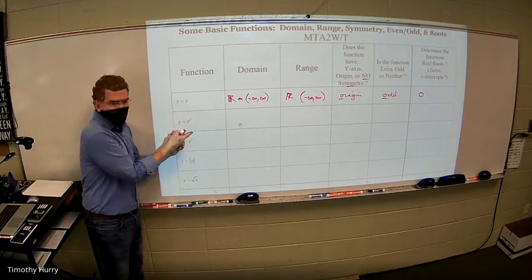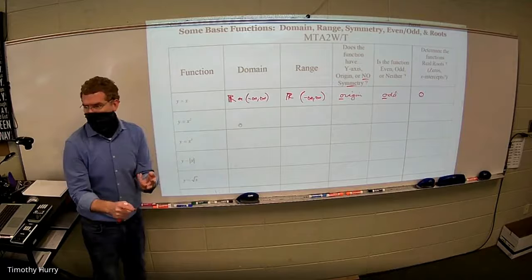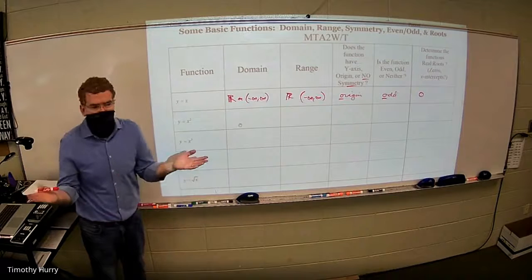No, you don't get imaginaries. There's no radical. You don't get undefined. There's no denominator. There's no log. There's nothing keeping you from plugging stuff in. It's got to be all reals.